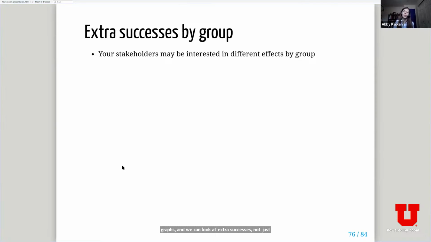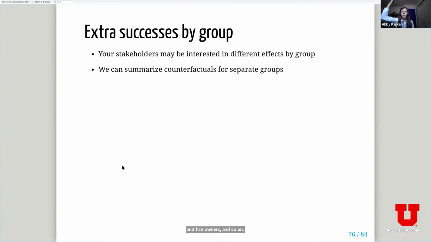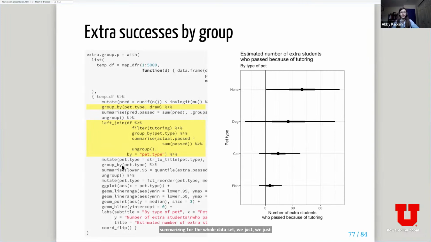And in fact, for this approach, it's particularly easy to do, right? So if your stakeholders care about dog owners and fish owners and so on, we can do exactly what we did before, but instead of summarizing for the whole data set, we just add up those extra passes by group. And this is an example of what that looks like. It's the same thing. We've just done it by group.